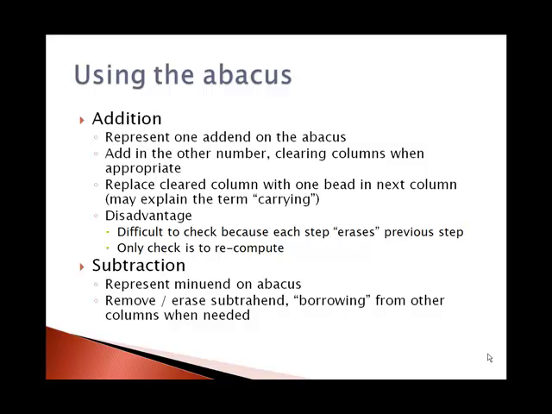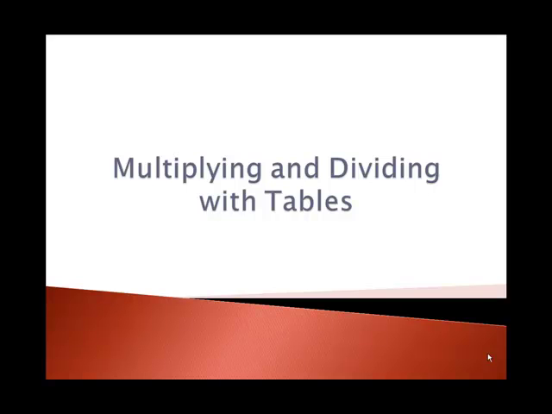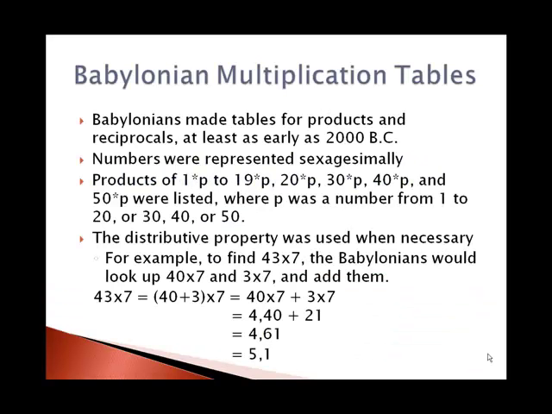I now want to talk about multiplying and dividing using tables, specifically Egyptian and Babylonian tables. The Babylonians used tables for products and reciprocals, at least as early as 2000 BC. And these tables were used so that people didn't have to keep multiplying. They could just look up the product on a table. Of course, their numbers were represented sexagesimally. They didn't list a table from 1 through 59 on the top and going down the side, but they just used certain numbers. They used 1 through 19 and then 20, 30, 40, and 50, and multiplied those across the top and down the side.